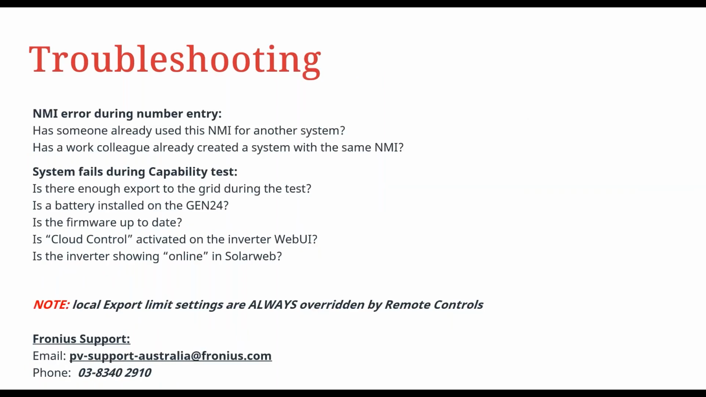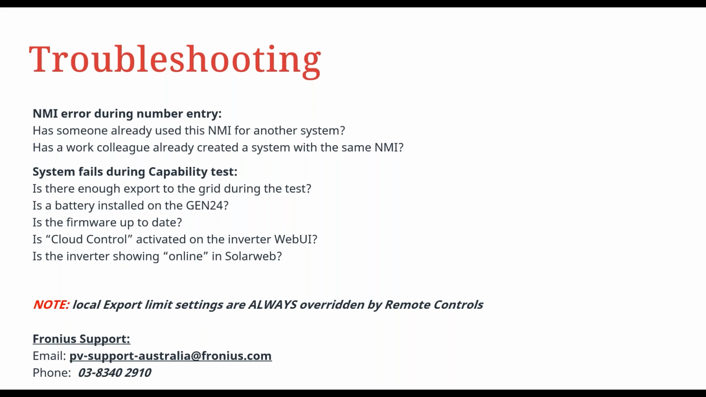Okay, so some troubleshooting, I guess. What are some typical things? Obviously this hasn't been done here in Victoria yet, so I'm guaranteeing there'll be some teething problems. Hopefully not so many from our side, but also from the DNSP side or even the installer side. Because it's new to everyone, I'm sure there'll be some things that need to be ironed out.